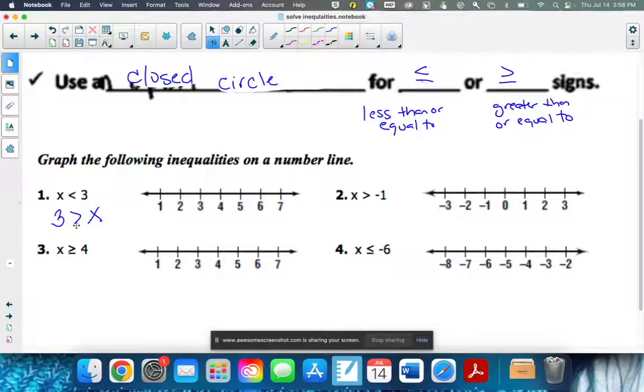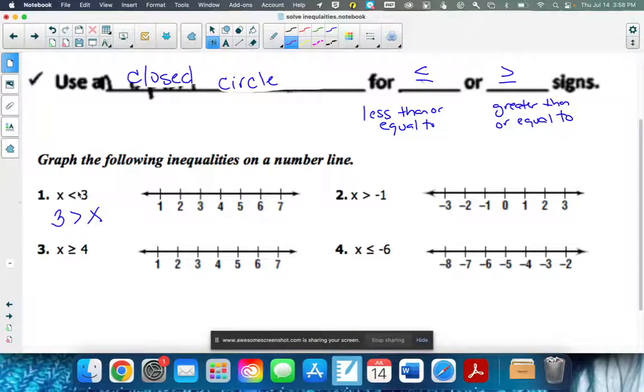So if you're having an issue with it, try to come up with some numbers that will make that statement true. If x has to be less than 3, or if 3 has to be bigger than x, give me some numbers that 3 is bigger than, right? Give yourself some numbers that you can put on the graph to help you.